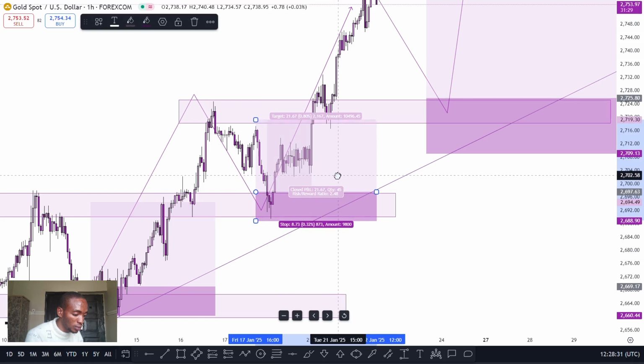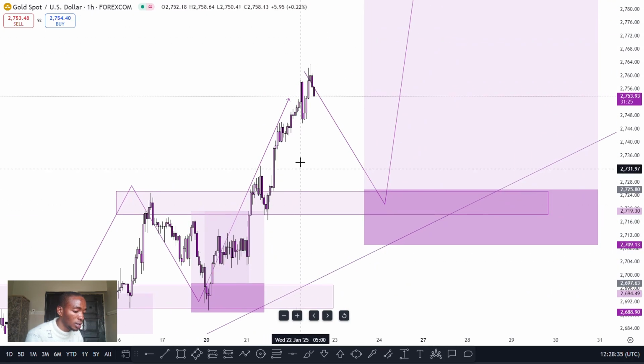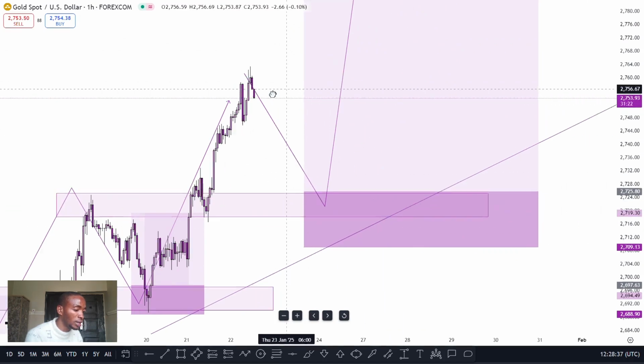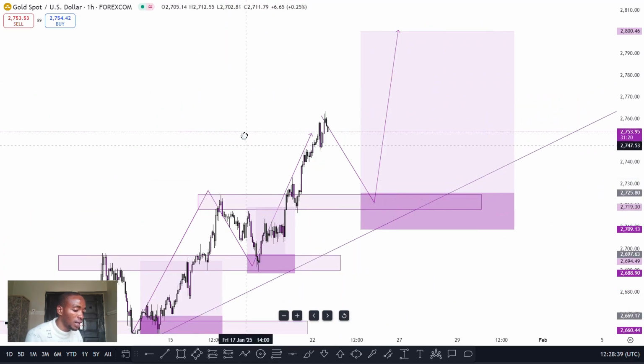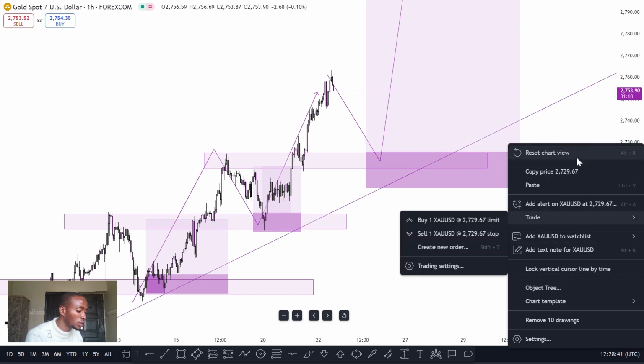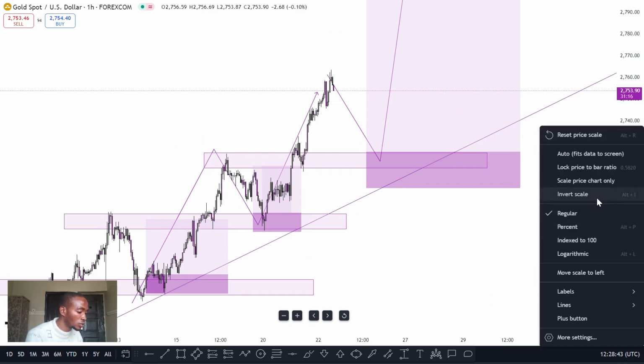You can see this one. You have a bullish engulfing bar to the upside, and then you can wait for this one as well to come and then take your buy to the upside. The same thing applies to the bearish market structure.